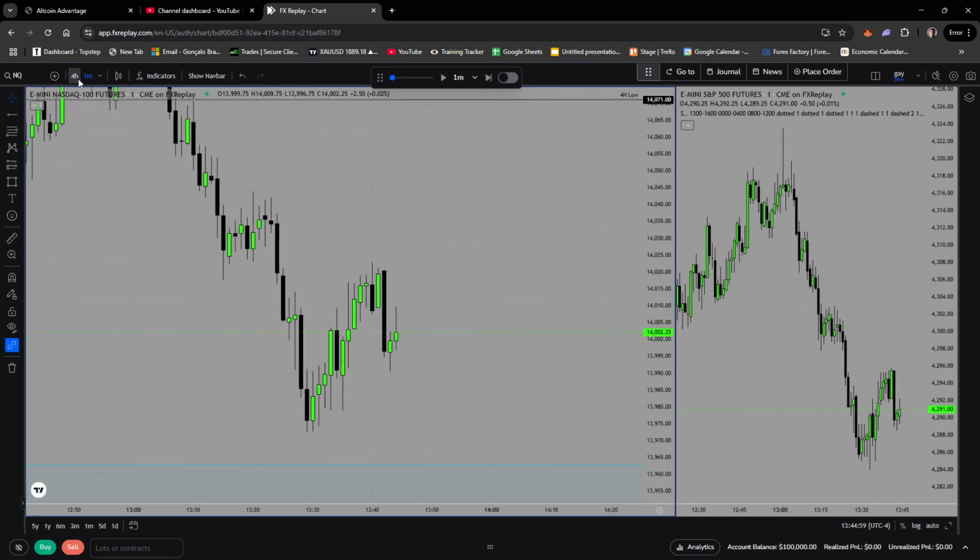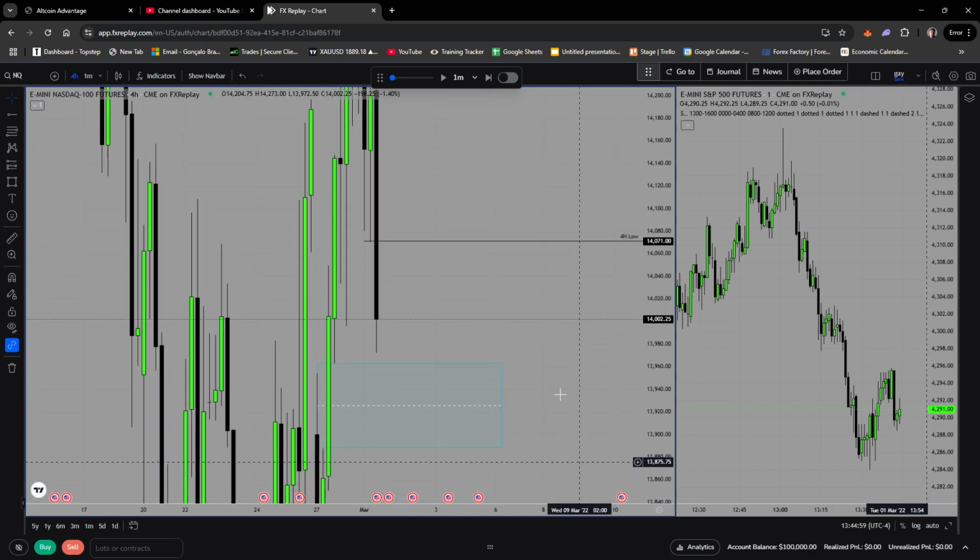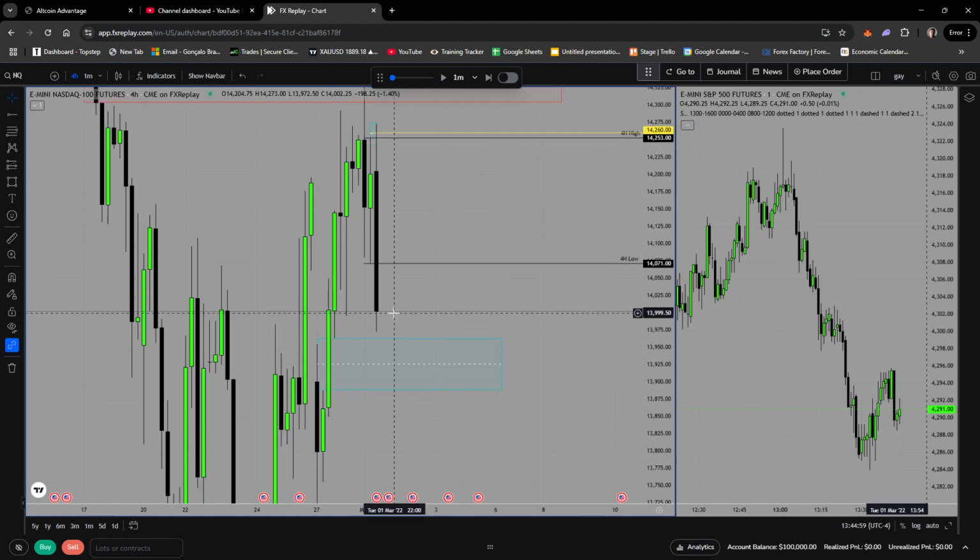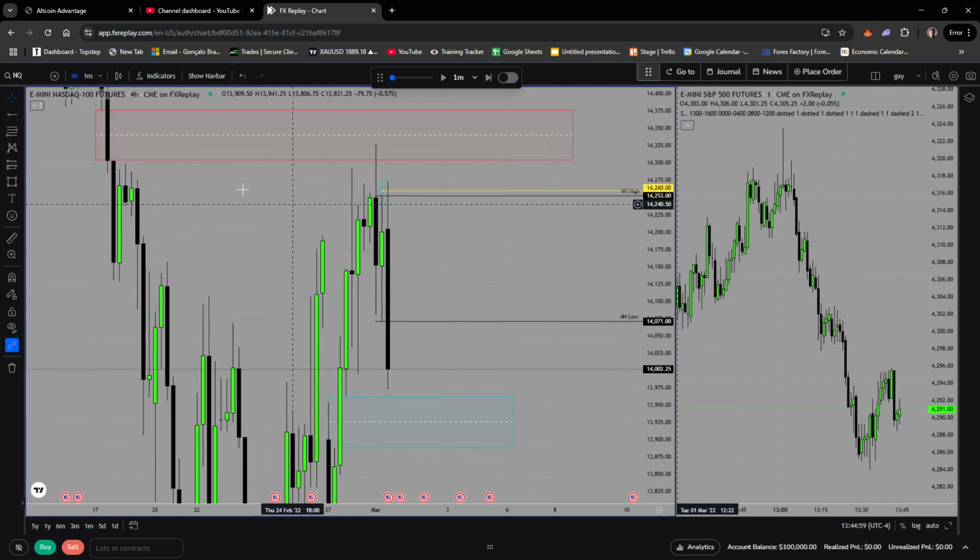Now, I want to just go back to the 4-hour. We have swept the 4-hour low. Perhaps we're going to keep pushing down to this gap before bouncing back. So sells do make sense at the same time. We've taken out a very obvious wick here.